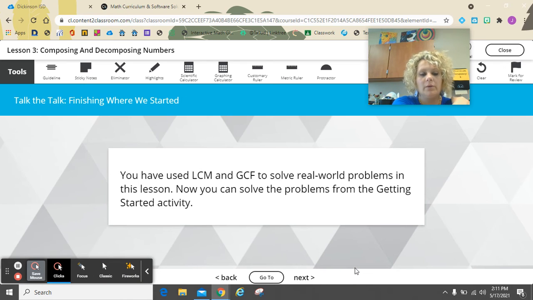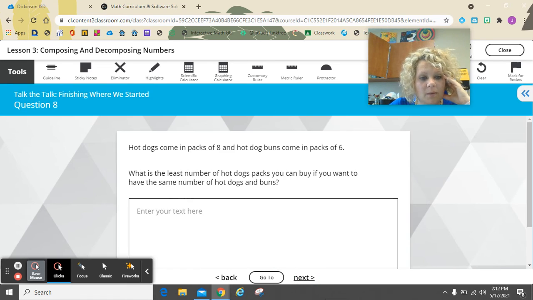All right, so you have used least common multiple and greatest common factor to solve real world problems in this lesson. Now, from the getting started activity at the beginning of the lesson, you are actually going to do the actual answers. For the first 4 questions that we entered the lesson with, you just had to write if we would find the common factor or the common multiple. So I'm going to do the first one with you, and then you are going to do the last 3 and submit them.